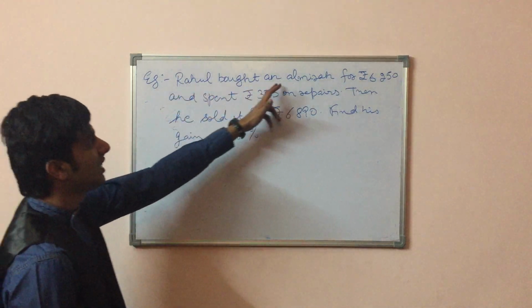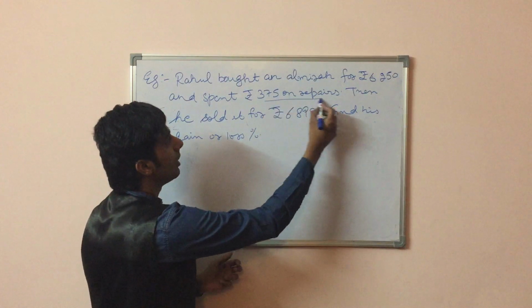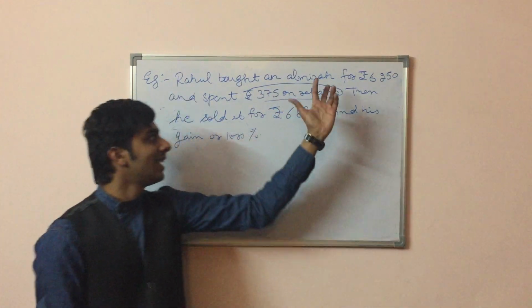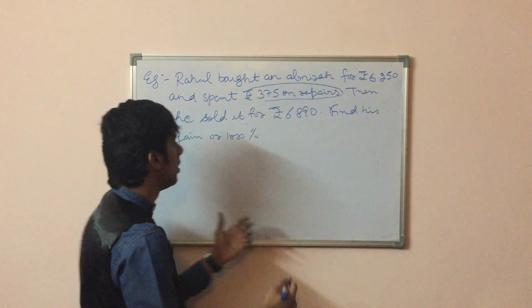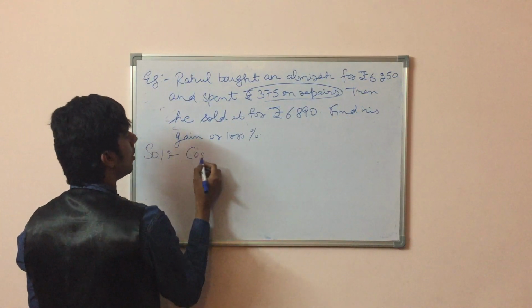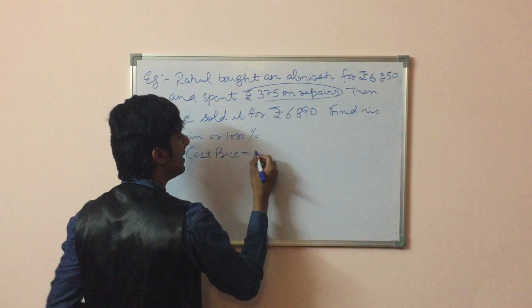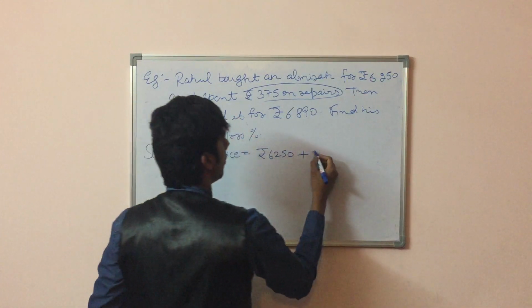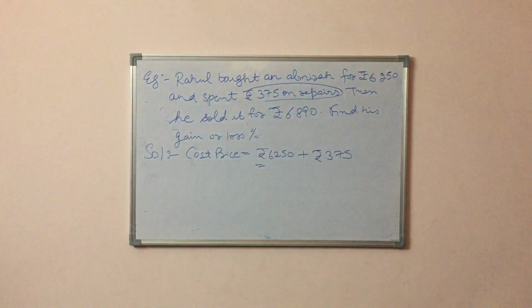So Rahul bought an Almira for rupees 6250 and spent rupees 375 on repairs. So as I told you that these 375 on repairs means that the overhead expenses are going to be the part of your cost price only. So if I solve this question, cost price is equals to rupees 6250 plus rupees 375, right?